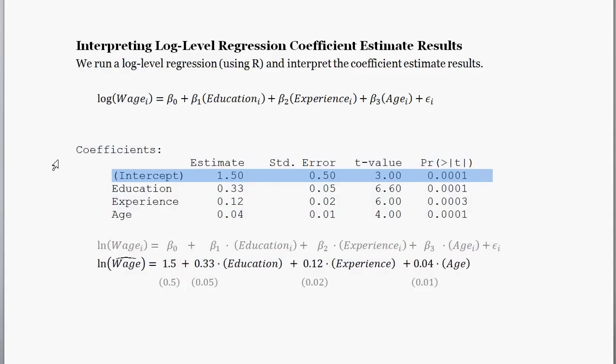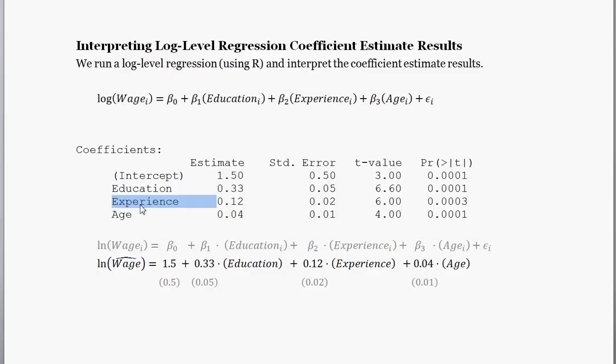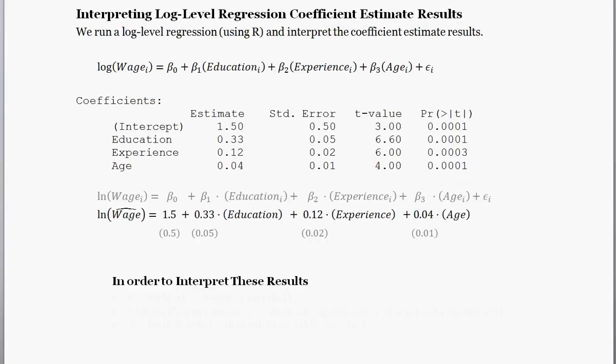These are results that are pretty typical looking from an R regression output. We have our intercept here, which is our beta naught value. The term next to education is our stand-in for beta 1, so we get 0.33. Standing in for beta 2 is our experience coefficient estimate, 0.12. And next to age, we have 0.04. Now, how would we interpret something like this value for beta 1 of 0.33?